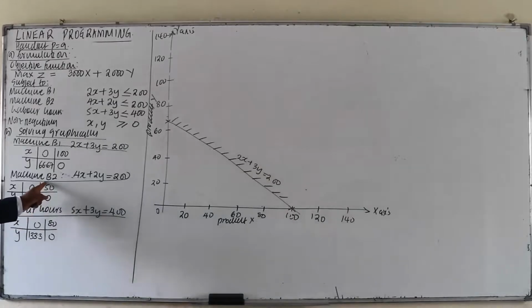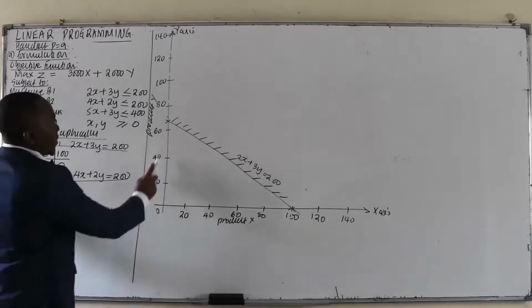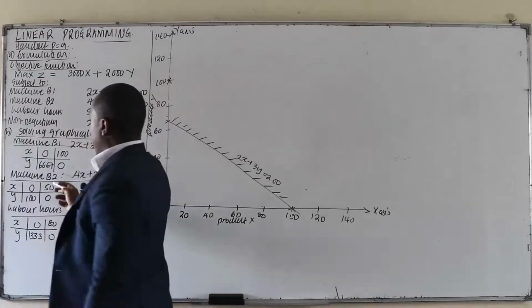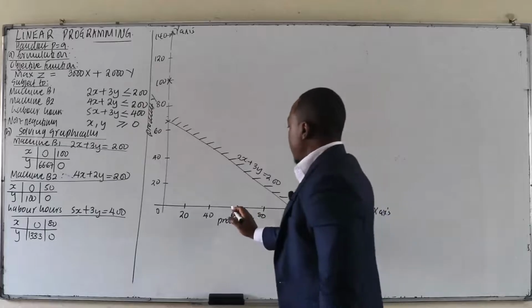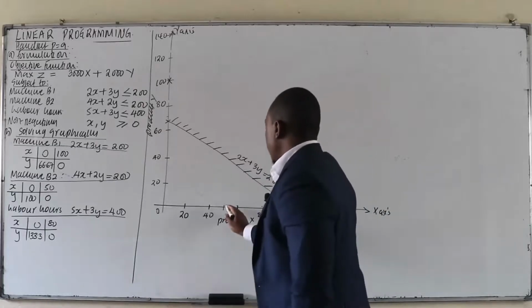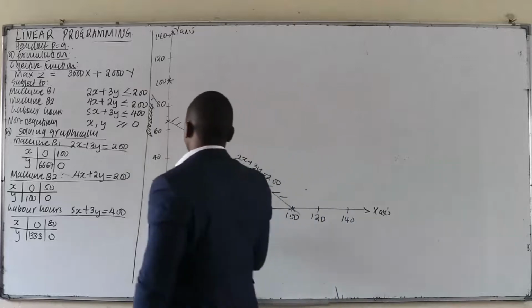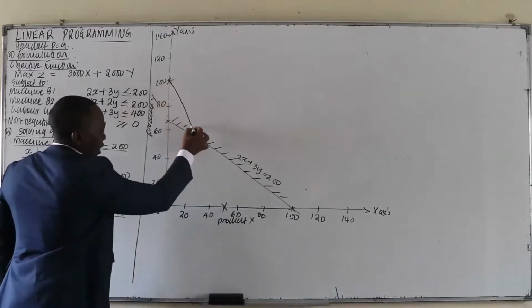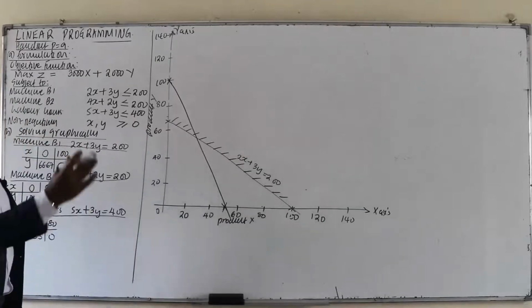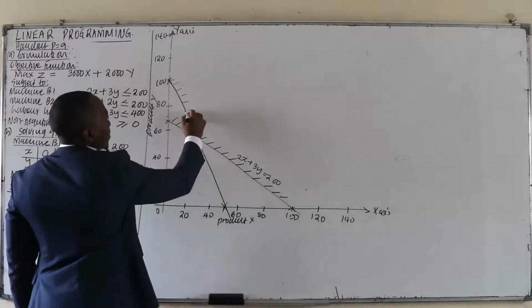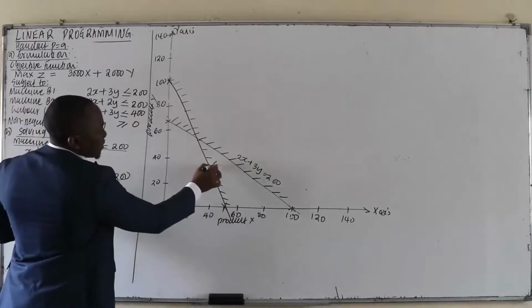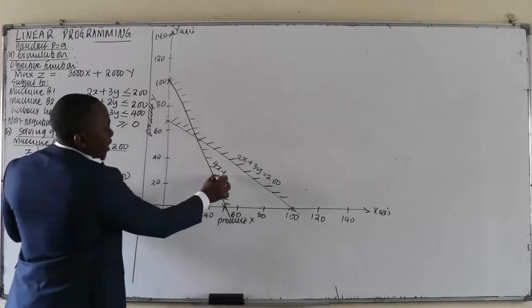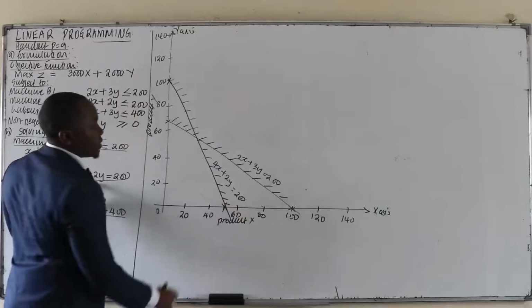Machine B2, we do the same. When x is 0, y is 100. When x is 50, y is 0. 50 is approximately there, y is 0, so it's there. Then you join that. And then should be less or equal to, so should not be greater than. So you shade the unwanted part. And this was 4x plus 2y equals 200.